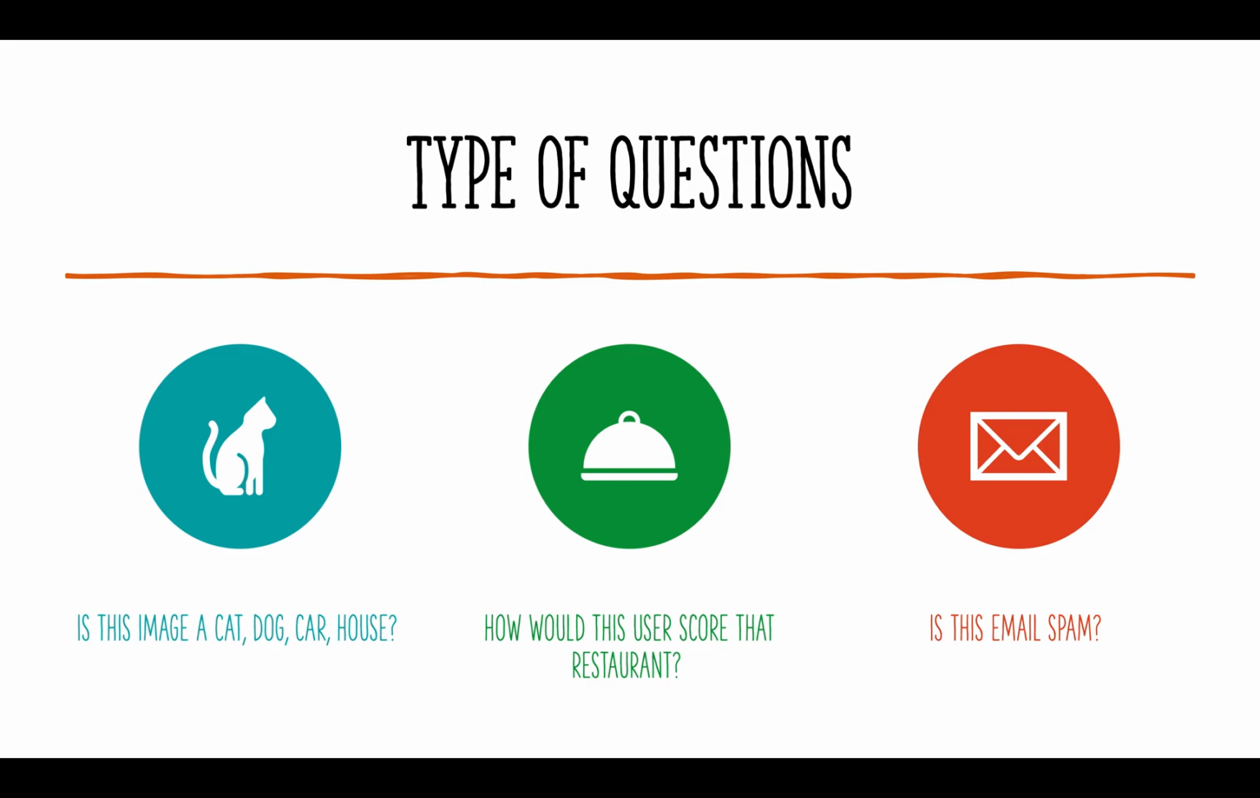There are several types of questions that we could ask when we have a set of labeled data and we want to do supervised learning. Here are some of them. For example, we are given a set of images and the machine wants to be able to predict whether this is an image of a cat, a dog, a car, or a house. Or we are given the characteristics of several different restaurants and the machine should be able to predict the user score that each restaurant has achieved. Or we want to know whether an email that we received is spam or not. These are types of questions, and many more actually, that we could answer by supervised learning.